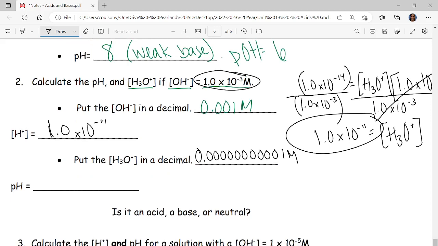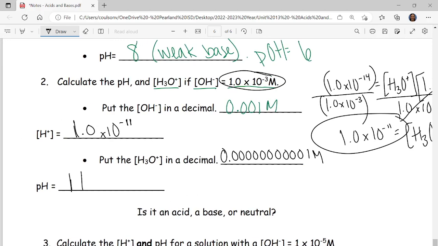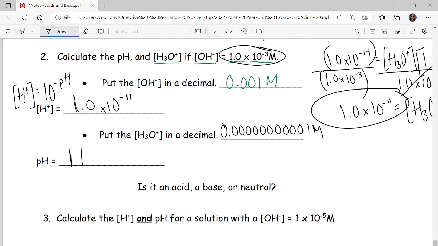And then your pH. If your exponent is this negative 11, what is your pH? Just 11. If you're not sure, remember that you can plug that into the equation that we learned on the previous page, which was that your hydrogen ion concentration is equal to 10 to the negative pH. If you have a pH of 11, are you an acid, a base, or neutral? Base.